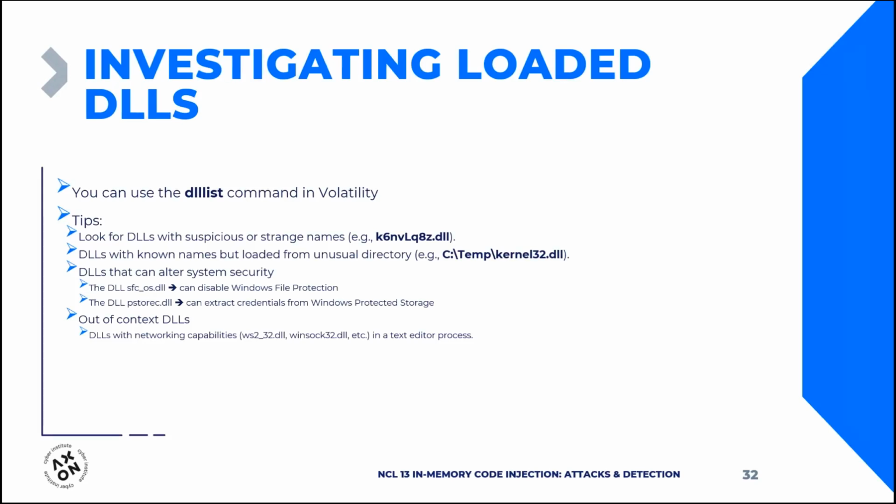Tip number two, look for DLLs that have common names, normal names, seemingly innocent names, but loaded from strange directories. For example, kernel32.dll should be running from C:\Windows\System32, okay? But if you see kernel32.dll running from C:\temp, this is a big red flag that this DLL is actually malicious.